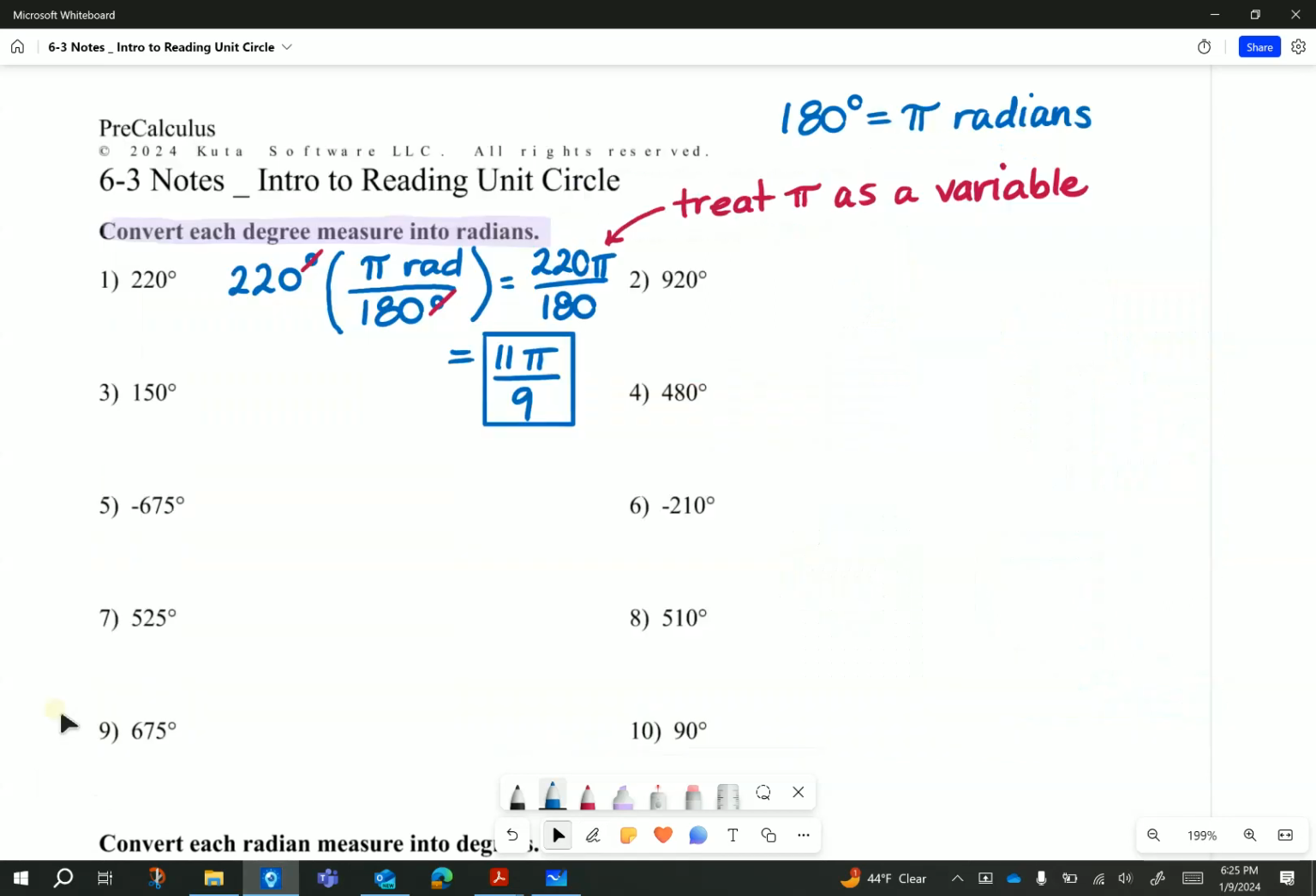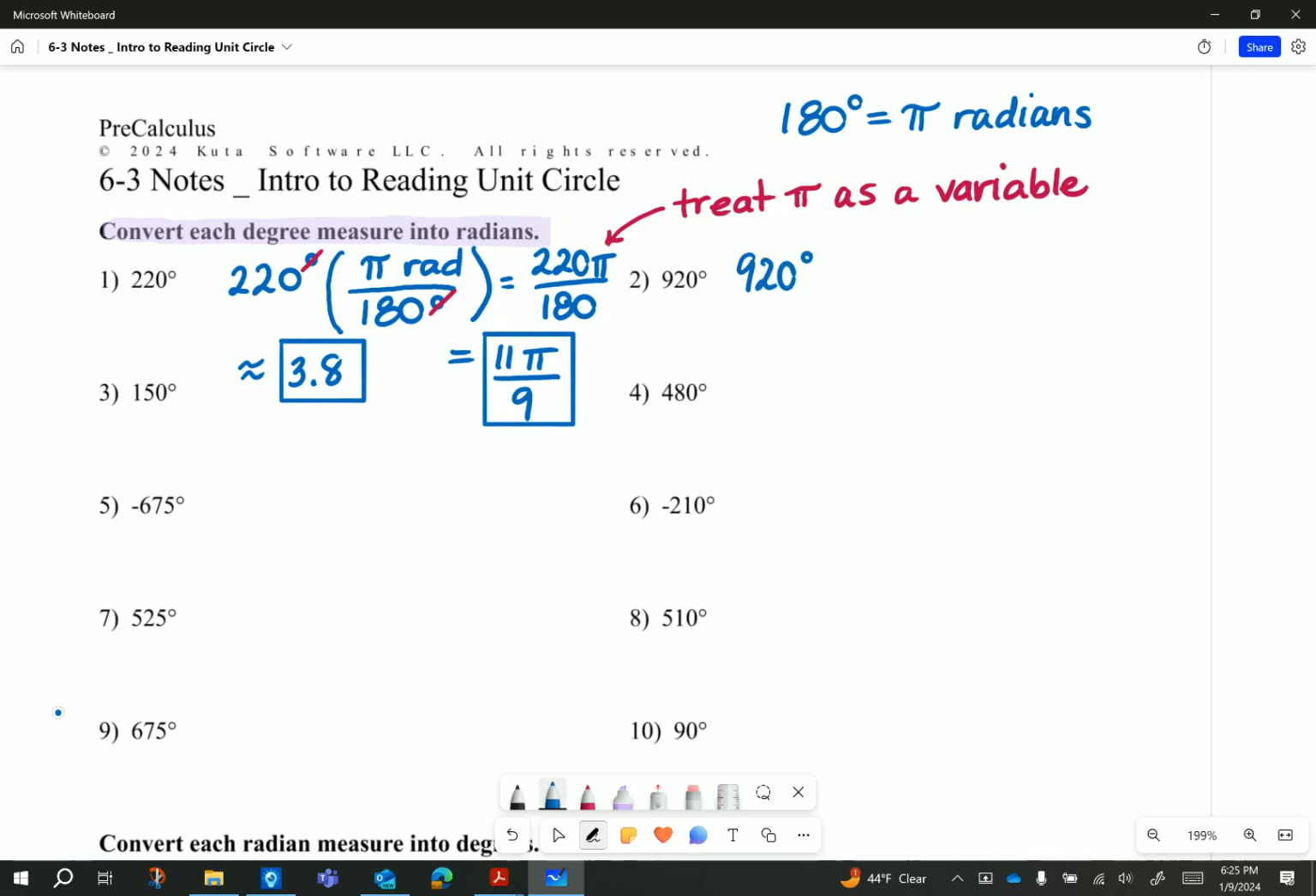So going back to our problem here, if they ask you to round, it's approximately 3.8 radians, and this would be your answer. So just read your instructions and see which format they want you to do, okay? So let's do this one more time, and then I'll give you your problems to do.